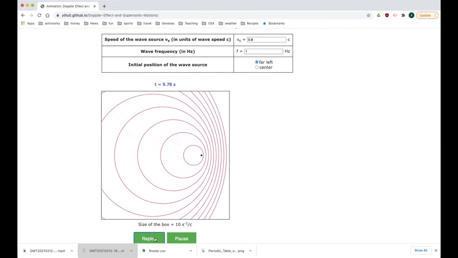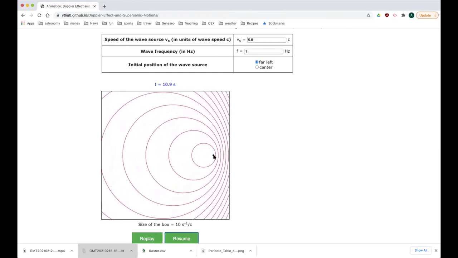It's really piling up these waves, and it's really stretching out these waves on the other side. It's probably not obvious here, but it's also true that if you look perfectly perpendicular to the line of sight, these waves are exactly the same distance apart as you would expect them to be if the object was stationary.